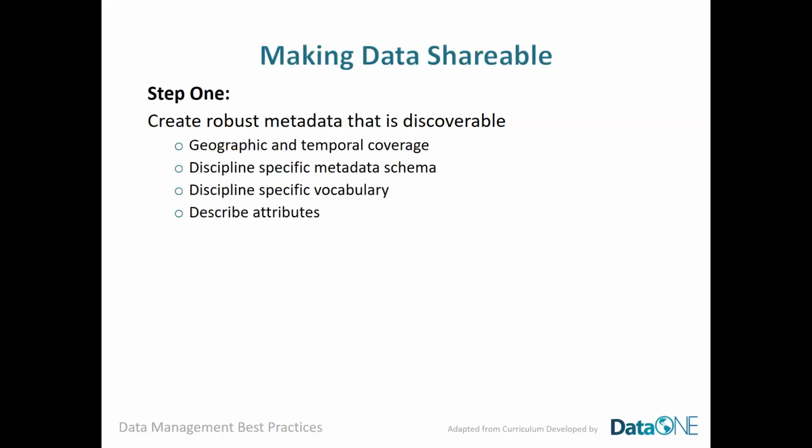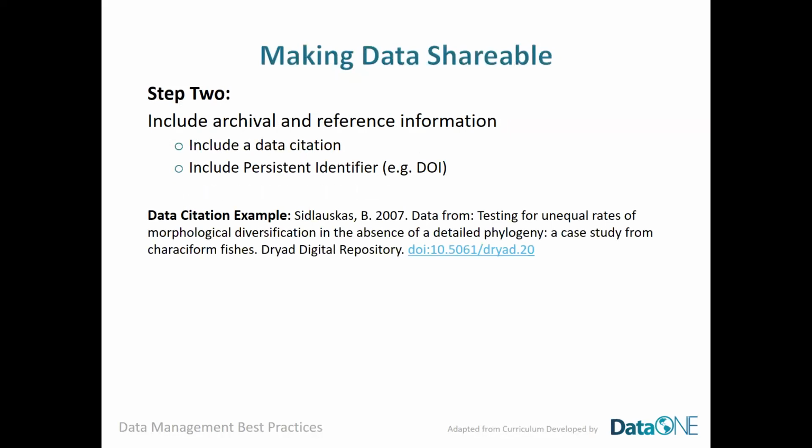So that's step 1. Step 2, be sure to include archival and reference information with properly formatted data citations for your sources and content. Whenever possible, include persistent data identifiers such as a DOI with the data citation.